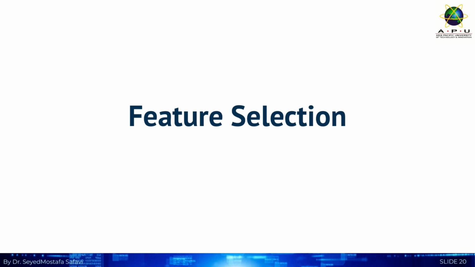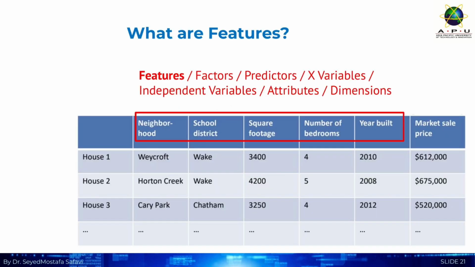The quality of your model is only as good as the data you feed it. That's why feature selection is so critical. We need to decide which of our data columns are the most important and useful for predicting our target variable. Features are known by many names in the industry: factors, predictors, attributes, dimensions, or X variables. They are simply the inputs we use. A great way to think about them is, what information do I have available that I can use to make the prediction?